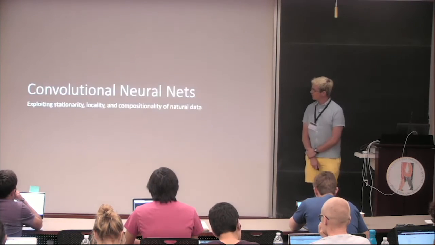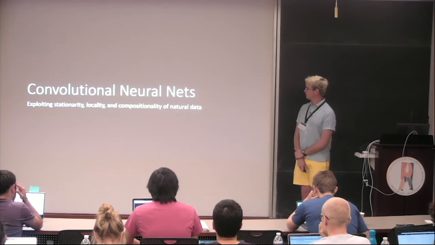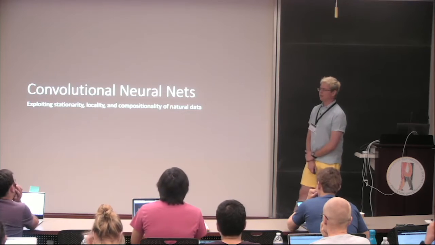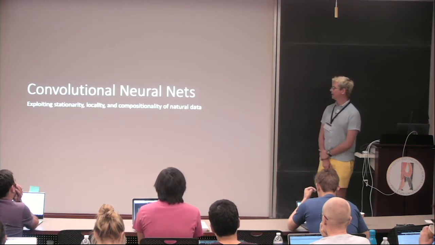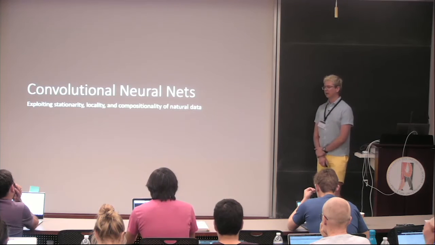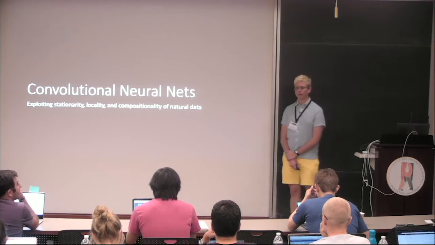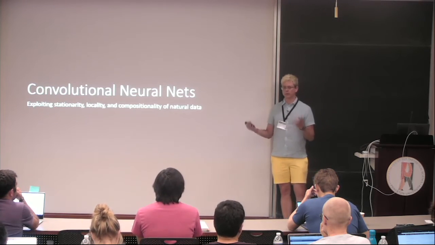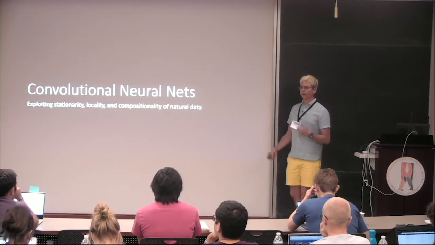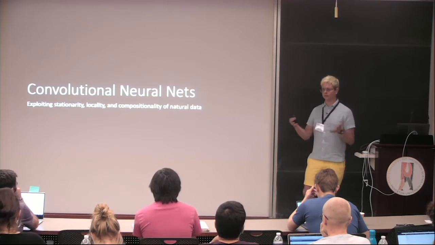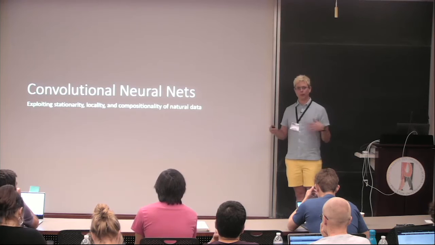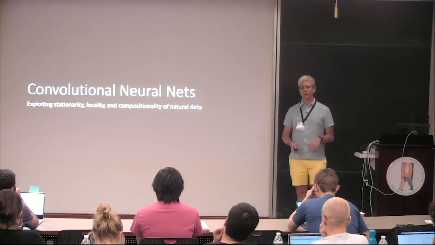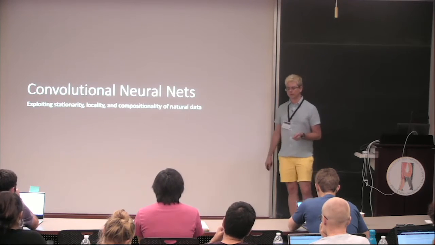All right, so today we are going to be talking about convolutional neural networks. Basically, we are going to be exploiting the stationarity, locality, and compositionality of the input data, which is most of the time natural data, data captured with some sensors from reality. Given that these are the transduction of some natural signal, they will have some properties, namely these three, which can be exploited in order to improve the performance of our model.